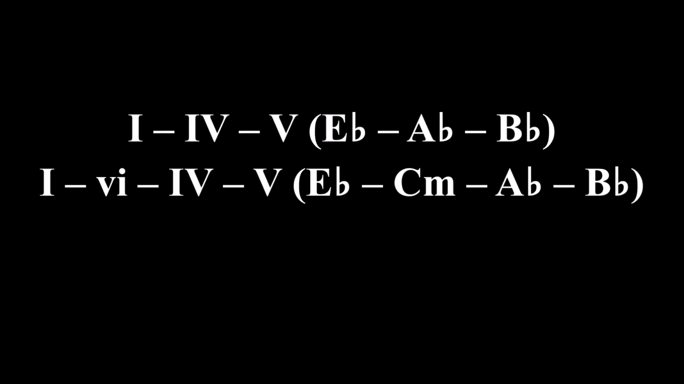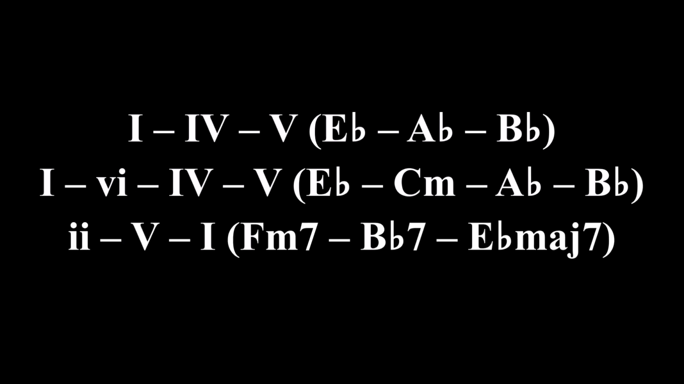Chord progression number 2. The 1-6-4-5 chord progression. The chords are E flat major, C minor, A flat major, B flat major. And chord progression number 3, it's a 2-5-1 chord progression. And the chords are F minor 7th, B flat dominant 7th, E flat major 7th. This last chord progression, the 2-5-1, is very popular in jazz music. You may experiment and come up with your own chord progressions.